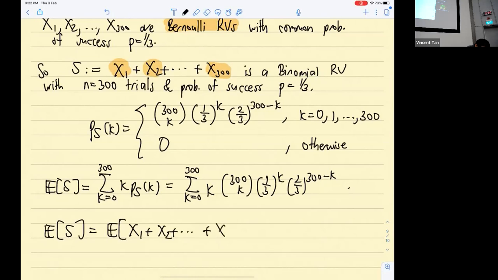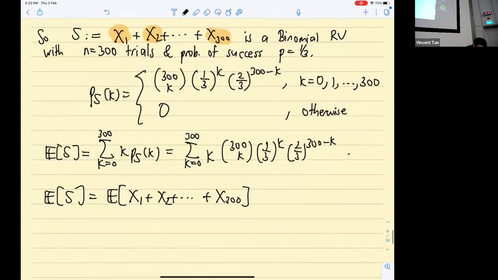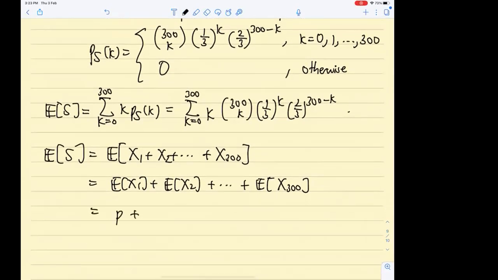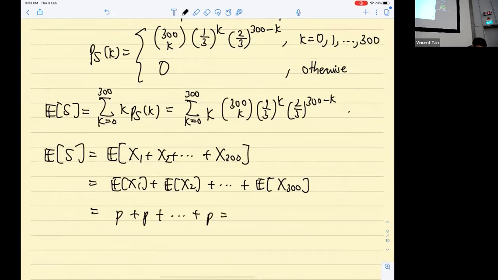that are Bernoulli. Bernoulli means 0, 1 valued, only taking on two values. By the linearity of expectation, because this is a sum, you can distribute the expectation throughout: expectation of X1 plus expectation of X2 plus all the way up to expectation of X300. Aha! Each one of these is a Bernoulli random variable. At the beginning of this lecture, we have already computed the expectation value of a Bernoulli random variable, and that is nothing but P. So it is P plus P plus dot dot dot plus P. That gives N times P, which is 300 times 1/3, which is 100.